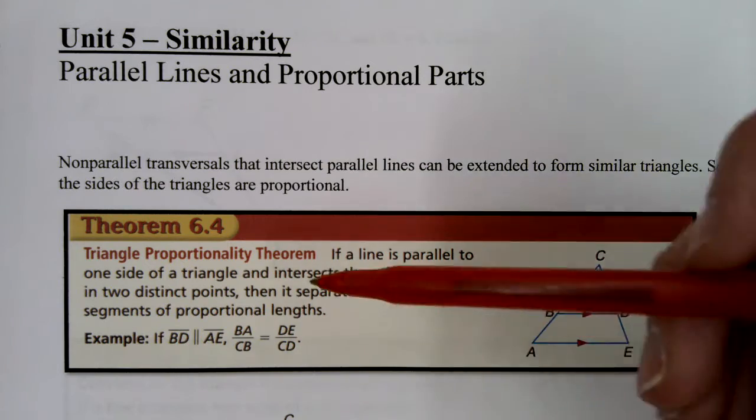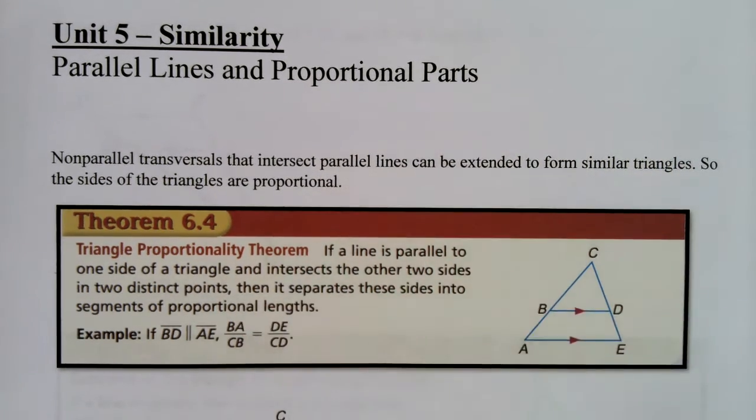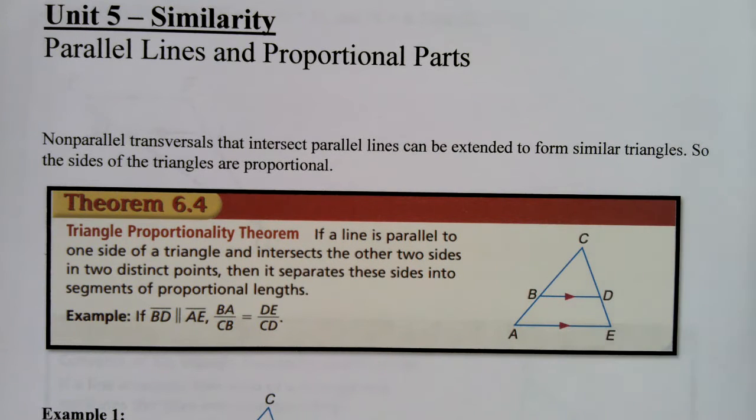Okay, so here's our first theorem. It's a big theorem. Okay, the triangle proportionality theorem. It says if a line is parallel to one side of a triangle, so line BD is parallel to side AE, and it intersects the other two sides in two distinct points, then it separates these sides into segments of proportional lengths.